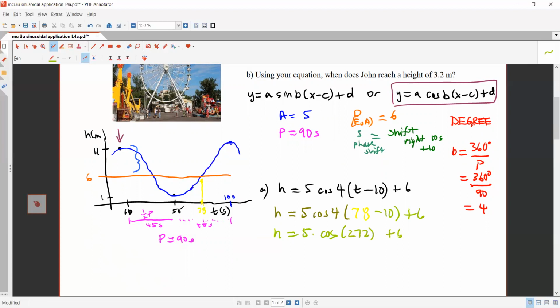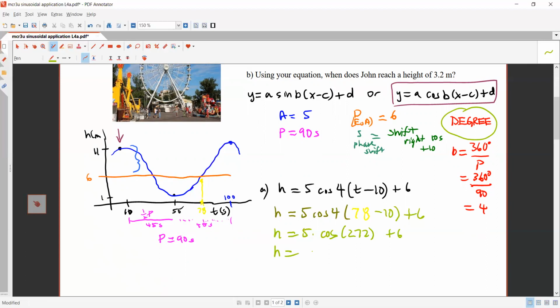Plus 6. And this is probably your first time really using the trig equation, because we haven't really been doing that in our class. We're only dealing with identities. So this is a trig equation. So I would recommend you do the cosine of 272 first. Again, make sure your calculator is in degrees. So cosine of 272, get an answer, times it by 5.